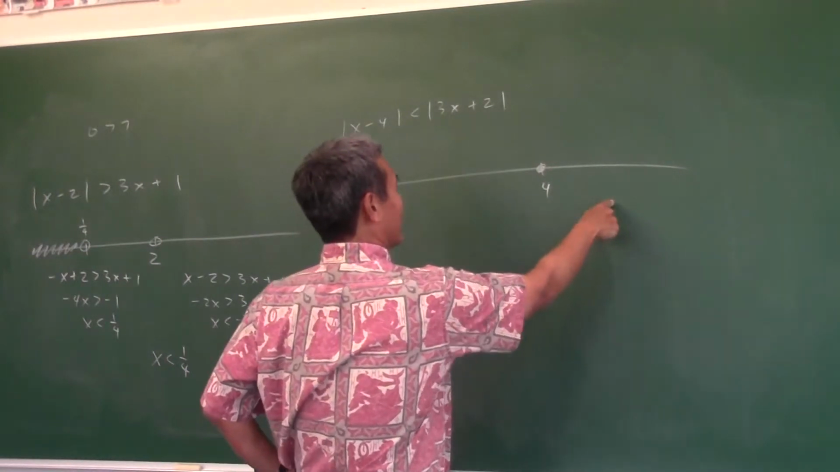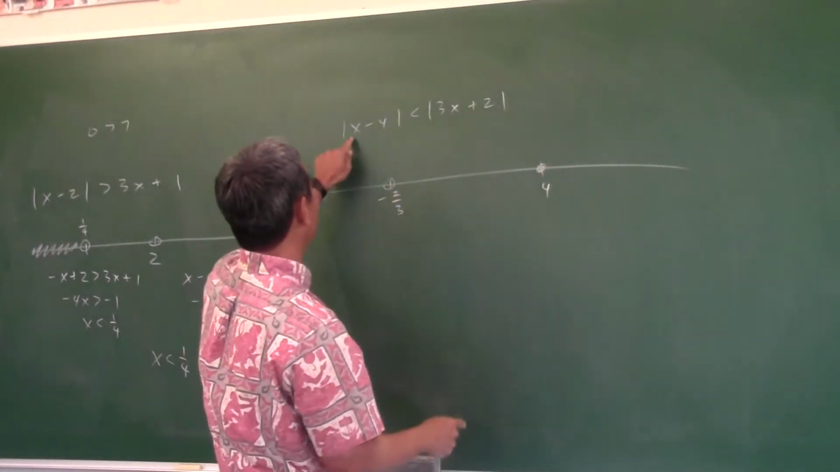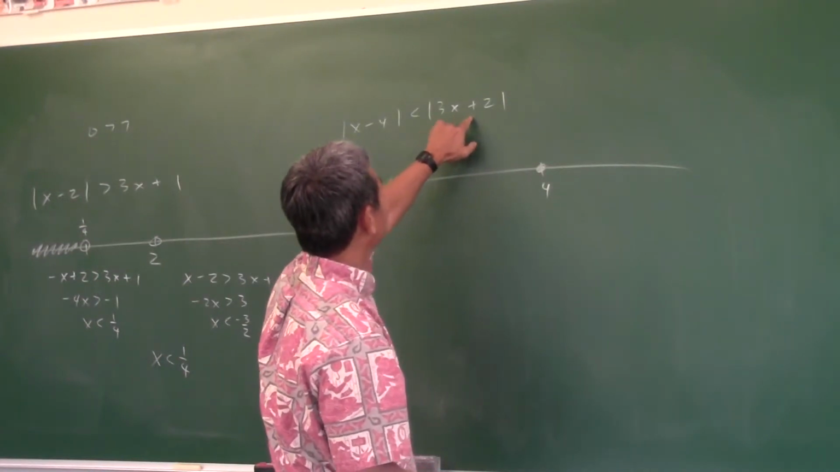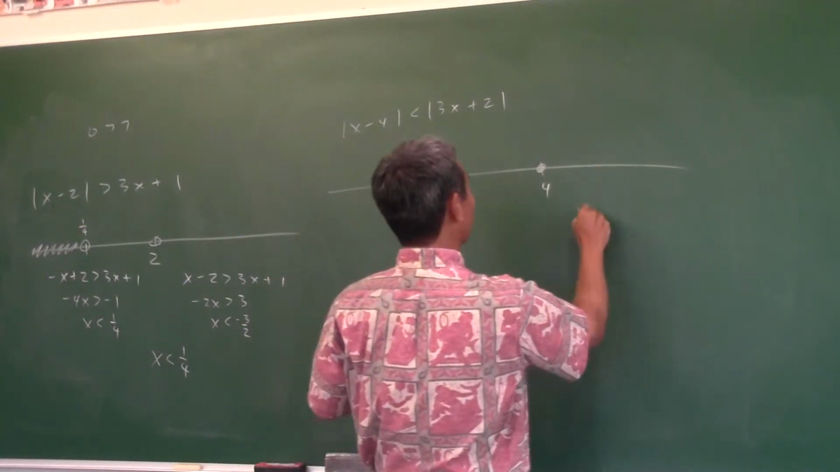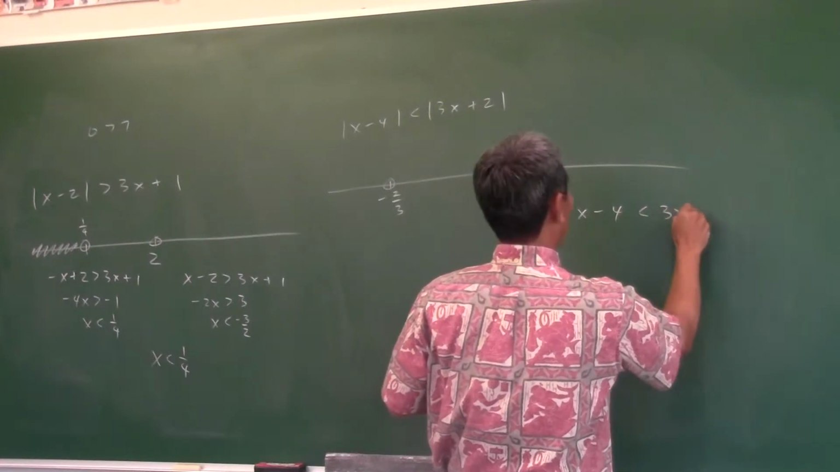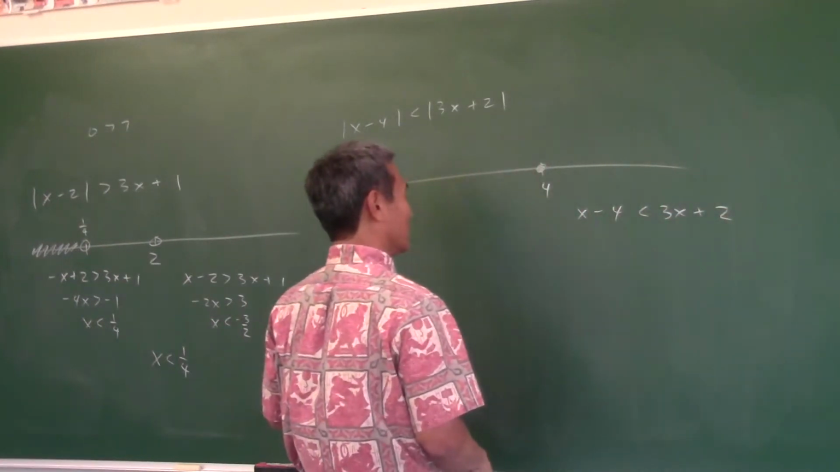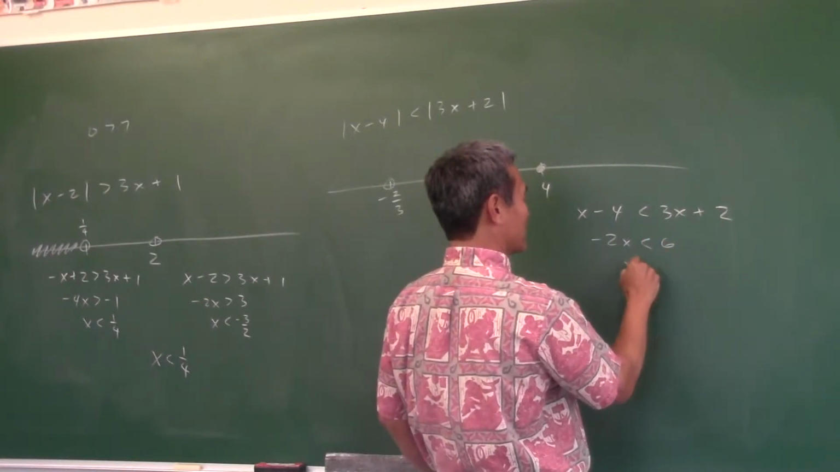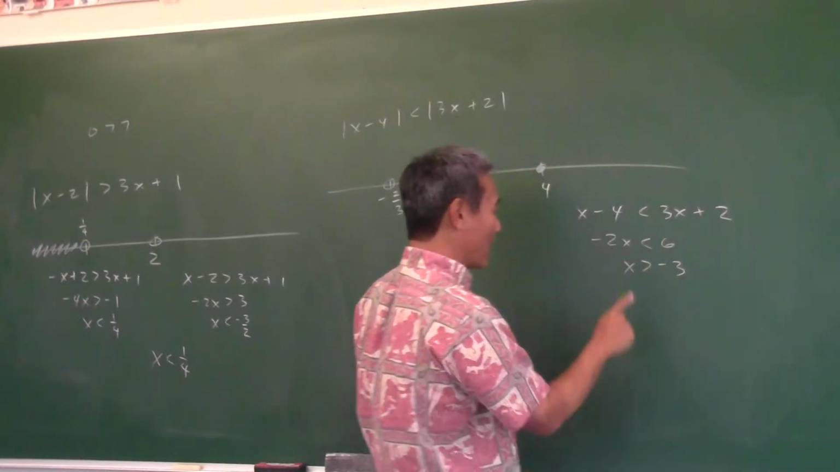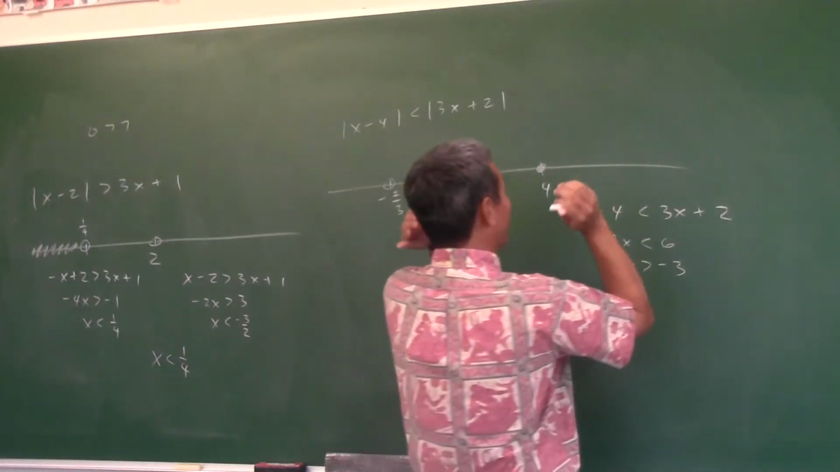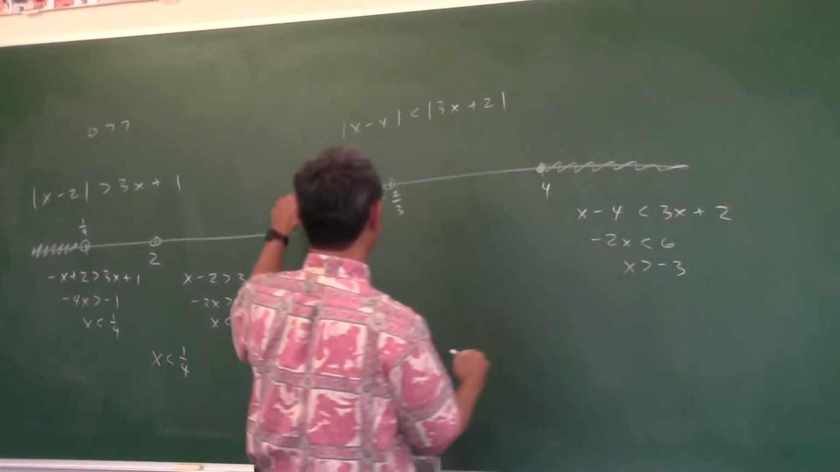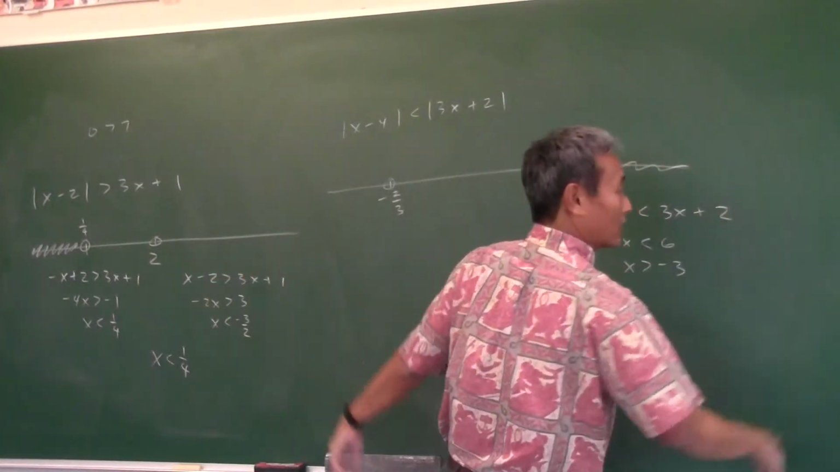Okay, think of a number bigger than 4. 5. 5 minus 4 is positive. And 3 times 5 plus 2 is positive. They're both positive, so you leave it alone, and you leave it alone. Solve that. Negative 2x is less than 6. x is greater than negative 3. How do you graph x is greater than negative 3 only on this interval? Well, it would be the whole thing, right? Because negative 3 is here, and you're going all the way across.